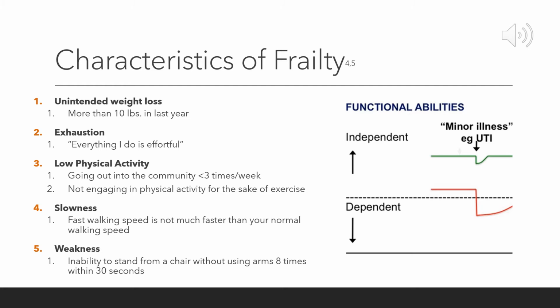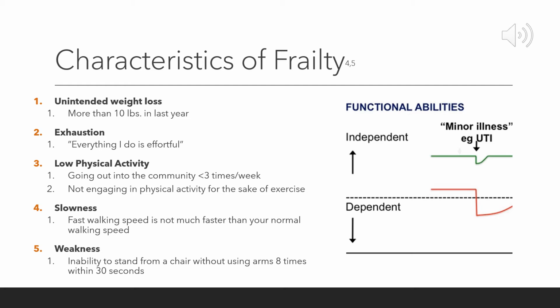Frailty can occur at any age, but is often seen in older adults due to sedentary lifestyles. To know if you're aging well or at risk for frailty, let's take a look at these 5 characteristics. Number 1 is unintended weight loss. For example, if you've lost more than 10 pounds in the past year. Number 2, exhaustion, is describing everything you do as effortful, even including light activity. Number 3, low physical activity. This can be described as going out into the community less than 3 times a week, or not engaging in physical activity for the sake of exercise.